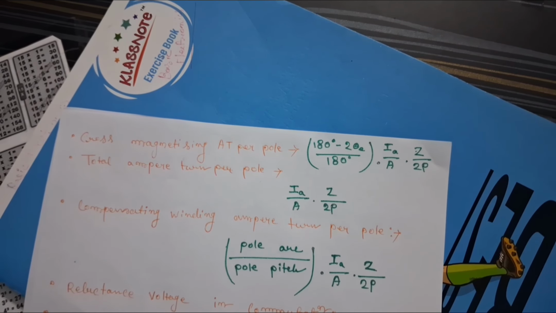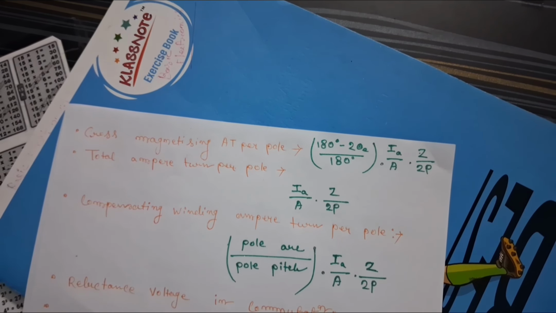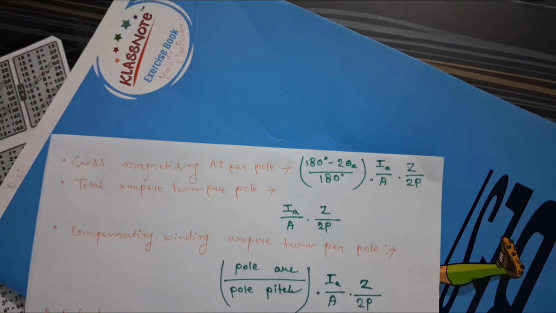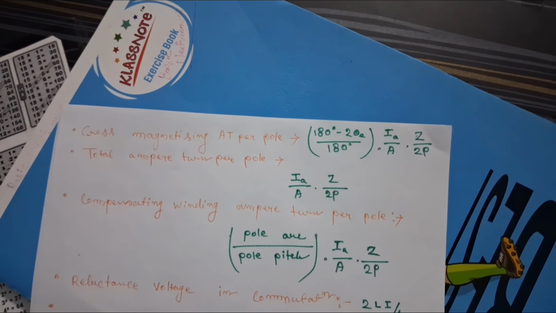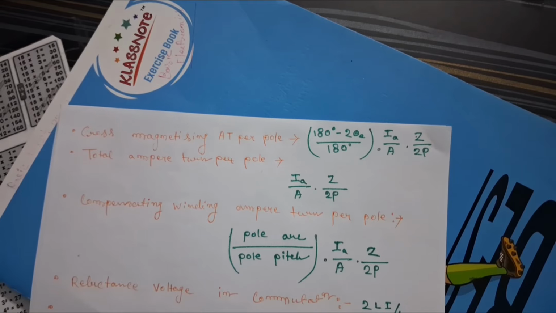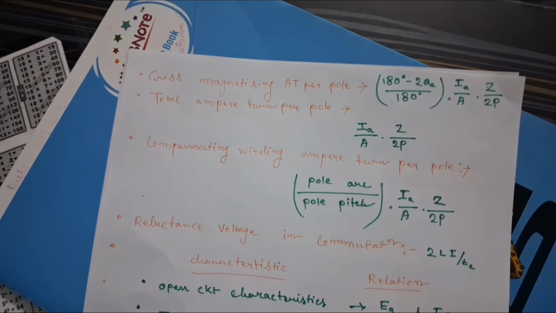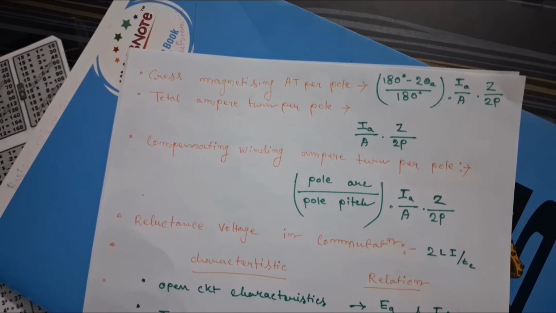Next, you have to remember the formula of compensating winding ampere turn per pole. The compensating winding ampere turn per pole is equal to pole arc by pole pitch into Ia by A into Z by 2P. Next, you have to remember the reluctance voltage in commutation. What is the magnitude of reluctance voltage in commutation? The formula is 2Li by Tc. Here L is inductance, I is current, Tc is time of commutation.